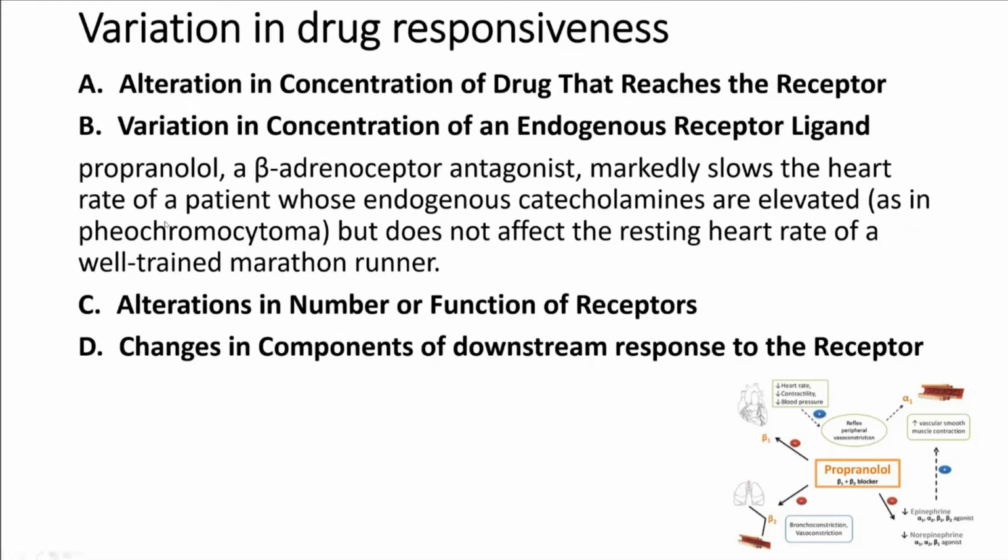No? Okay. Then C, alterations in the number of functional receptors. Kind of the same thing, but we're talking about the other end of it. We're talking about expression of the receptors. So how many receptors are expressed? Some people might have a lot of receptors expressed.